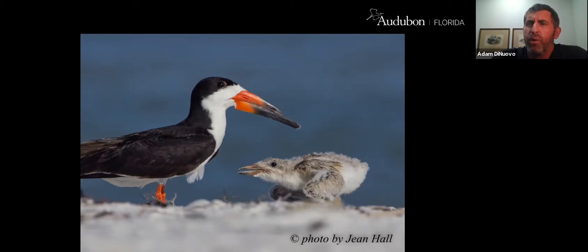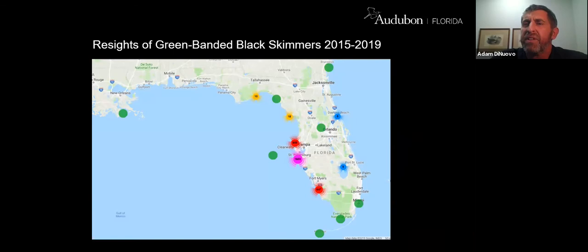So we started banding the birds, and we're starting to get some data in to show us a little bit more about how our skimmers are doing and where they're going. So this is just a quick map showing where some of these birds have been resighted.